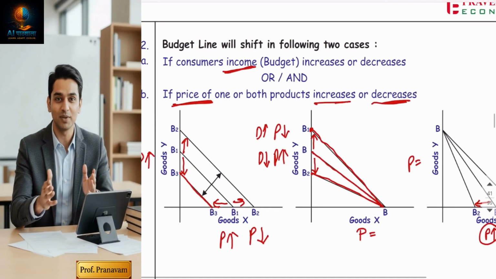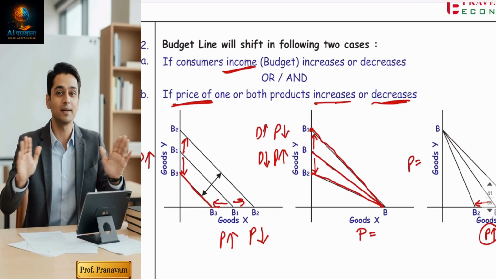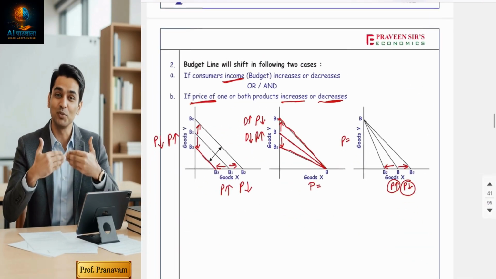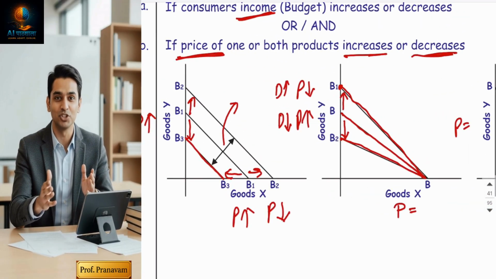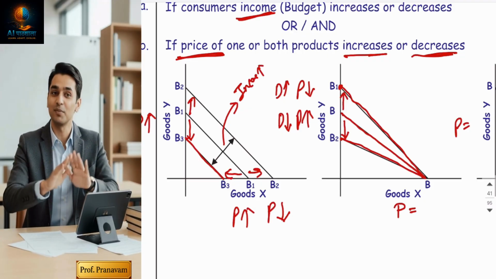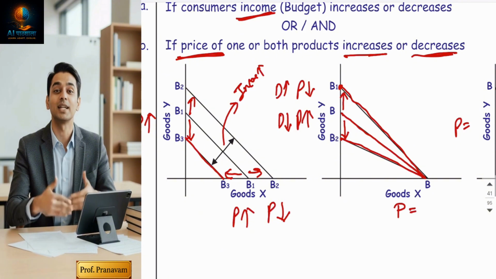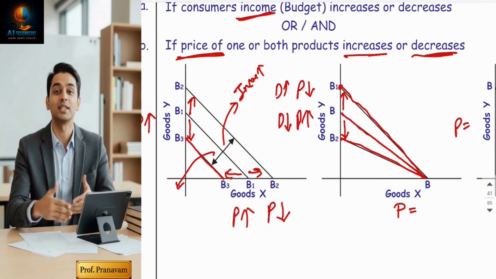Same with income also. Income increases your purchasing power. Again, your budget line may shift to the right or left. So if your income increases, the whole budget line may shift to the right. So sometimes they can ask you: if the consumer's income increases, the budget line will shift to the right. If, for example, the consumer's income has fallen, my budget line will shift to the left.